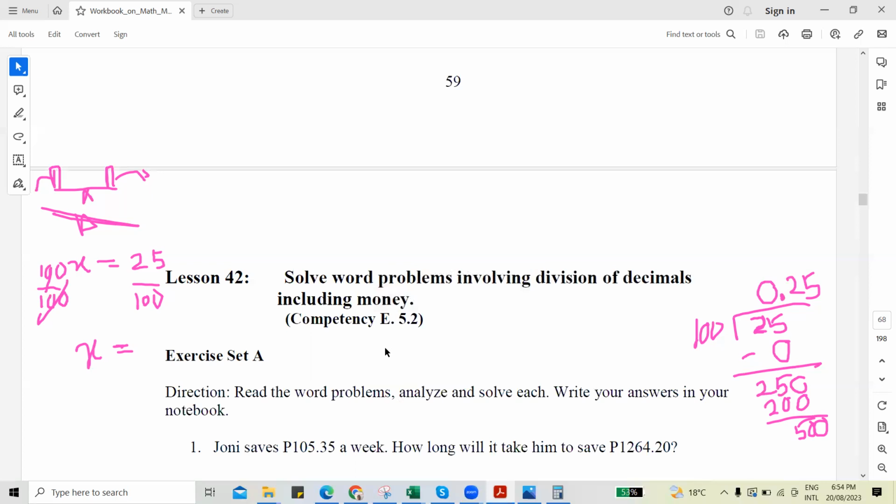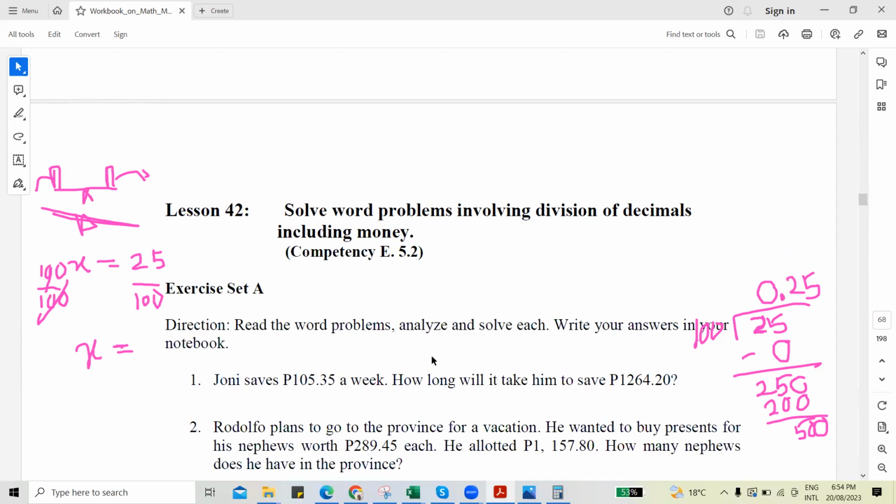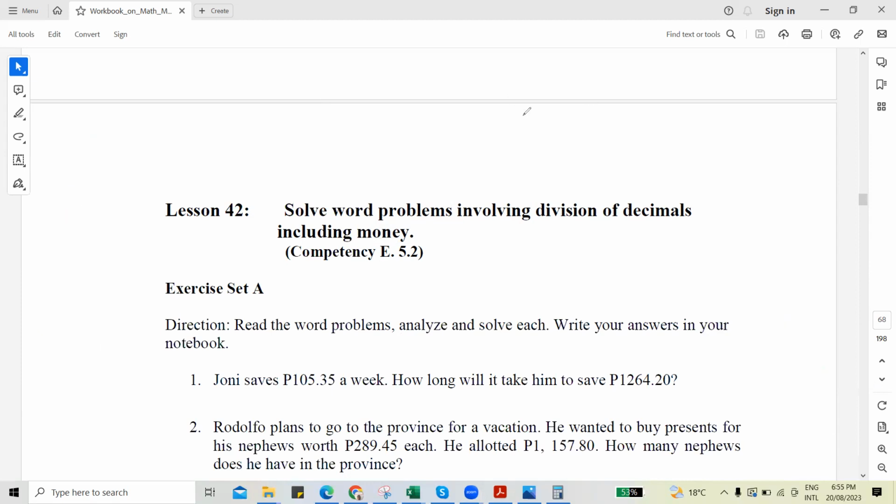If you go to lesson 42, solve the problem involving division of decimals, including money. It's an interesting one. Okay, we try to do one question now. You write down the homework, 41 A and B. I wrote it down. That's 115, good. 41 lesson A and 42.